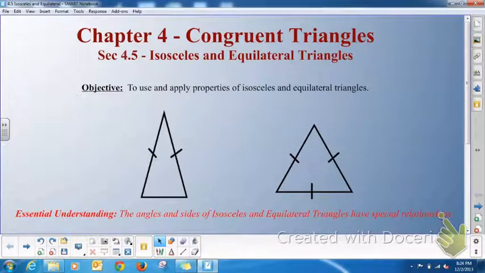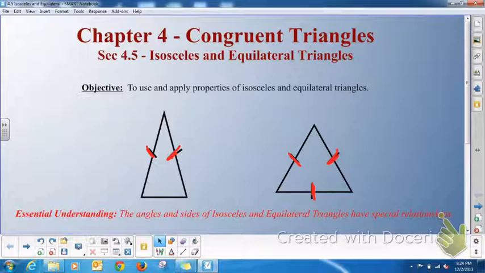This is Chapter 4, Congruent Triangles. This is Section 4.5, Isosceles and Equilateral Triangles. You might remember from earlier that an isosceles triangle is a triangle that has two congruent sides, and an equilateral triangle is a triangle that has all three sides congruent.